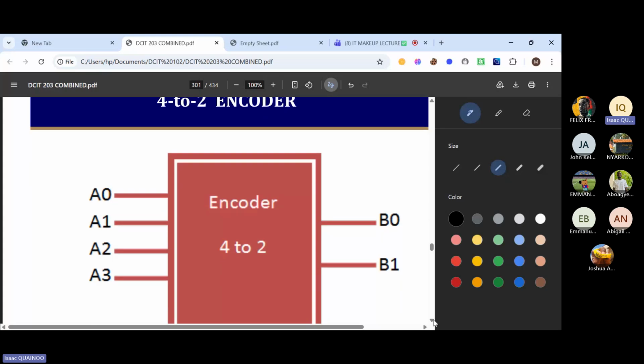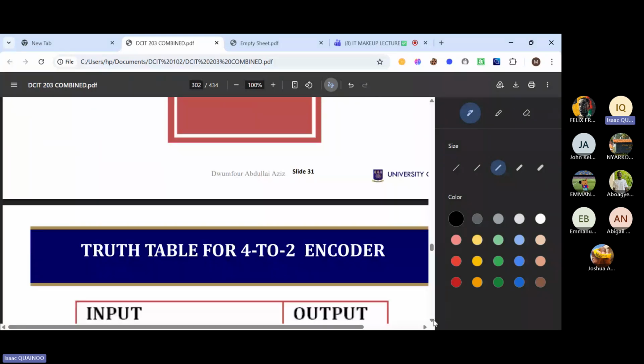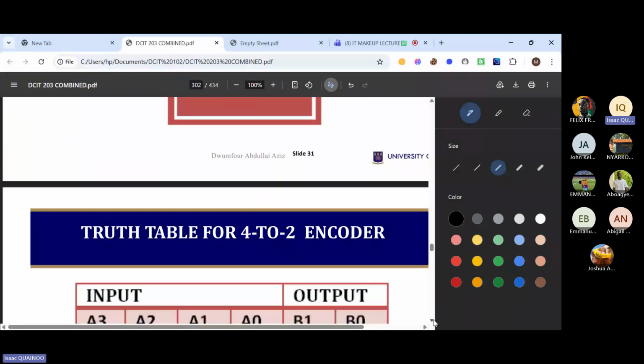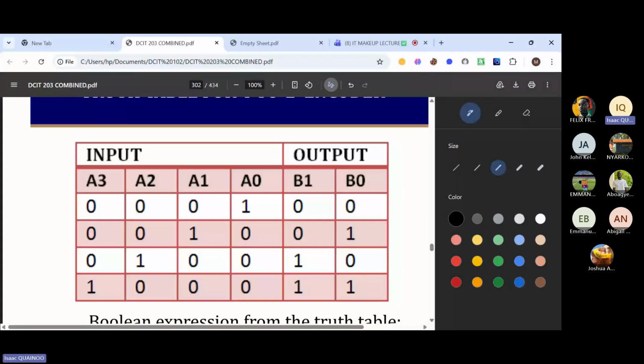So you can see our 4 to 2 encoders. 4 to 2 encoders will have 4 inputs, because our 4 becomes our input now and 2 becomes the output. Okay. So we take our output, we have 0, 0, 0. It's just the same thing as the truth table for the decoder, but we just invert it or swap the position of the input and output. So they are the same.